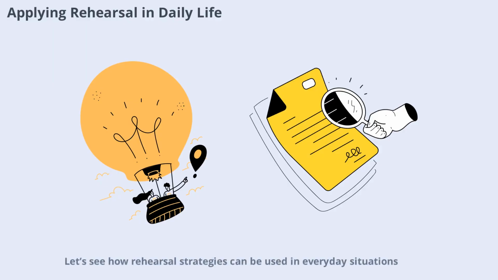See how rehearsal strategies can be used in everyday situations. Imagine you need to remember a shopping list. By repeating the items to yourself several times, you're more likely to recall them at the store. This simple technique can also help with memorizing names, directions, or important dates. The key is consistent practice and repetition.